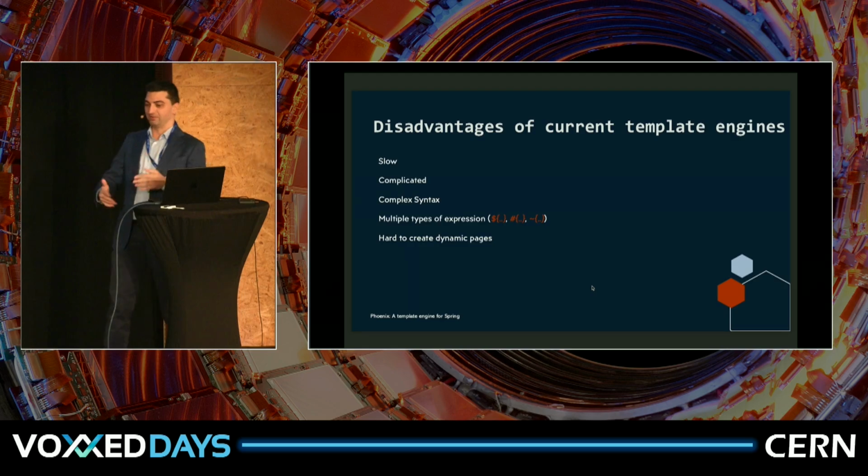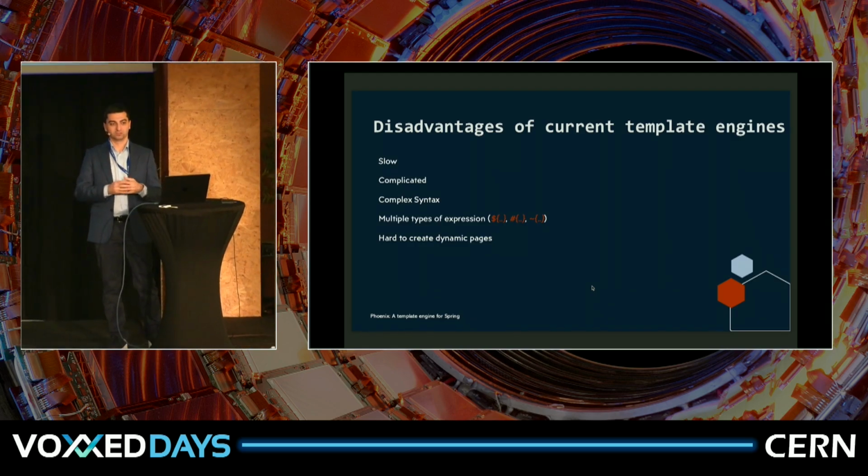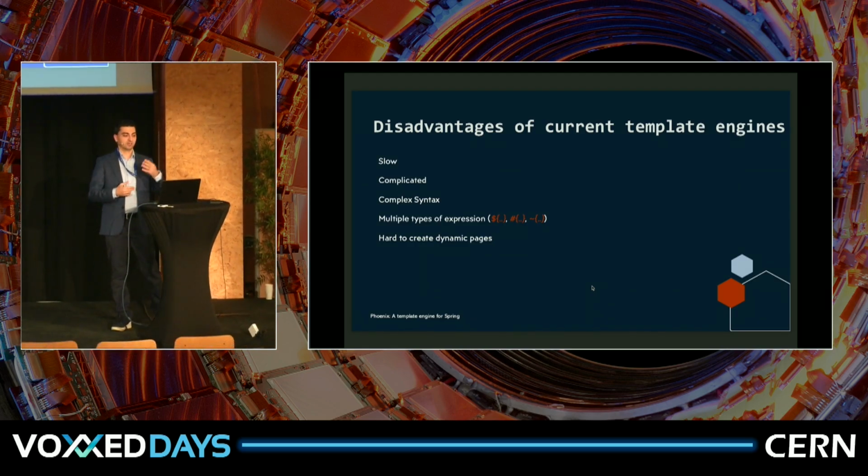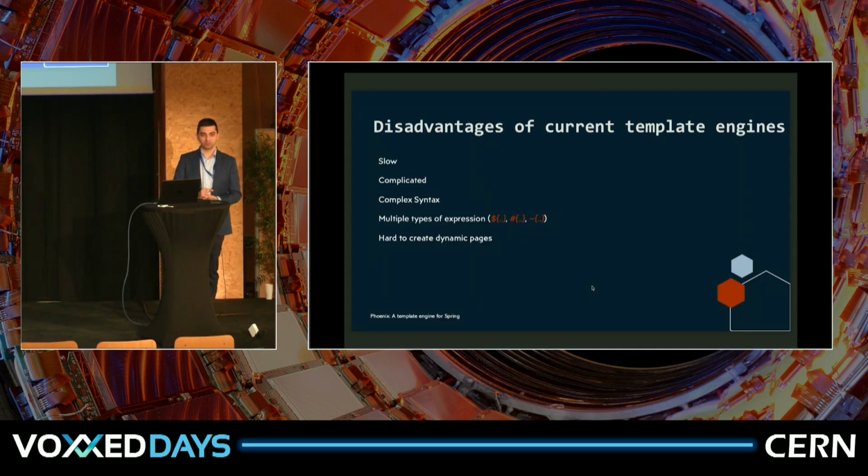For example, Thymeleaf has its own utility classes for traversing a list. There are multiple syntax expressions, dollar, pound, tilde, and so on, and you have to know when to use which one. And when JavaScript frameworks started to become popular, it's hard to create dynamic web pages.